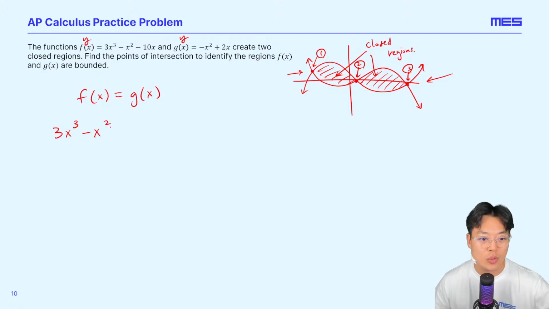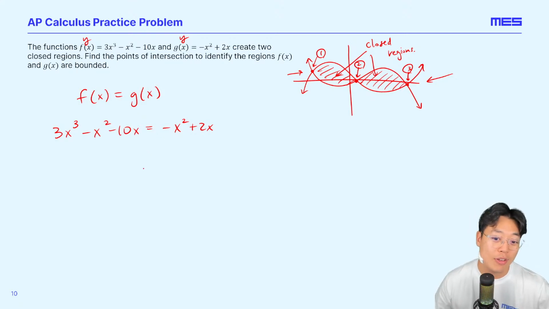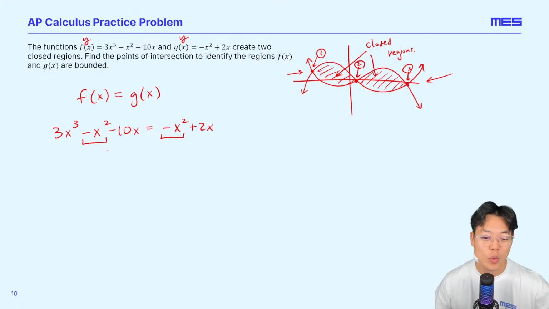3x cubed minus x squared minus 10x is going to equal negative x squared plus 2x. Let's move everything to one side. Notice how the x squared and negative x squared will eliminate. Then we're left with 3x cubed. Subtract the 2x, so it becomes minus 12x equal to 0.